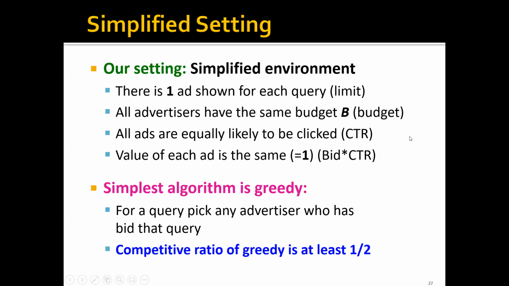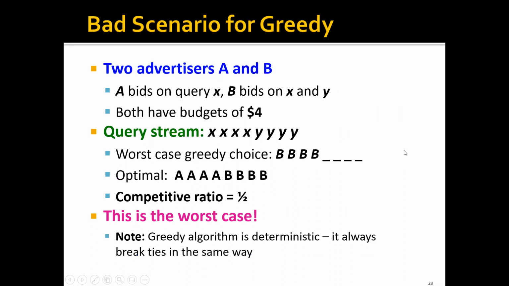Now, the simplest algorithm for this setting, of course, is a greedy algorithm, where for a query, we will just pick any advertiser who has bid on that query. And similar to the previous online bipartite matching problem, the competitive ratio of the greedy algorithm is at least 1/2. Now let's look at a bad scenario for the greedy algorithm.